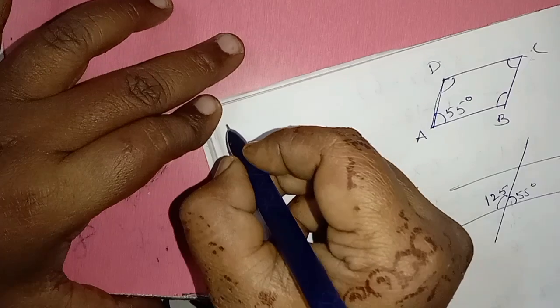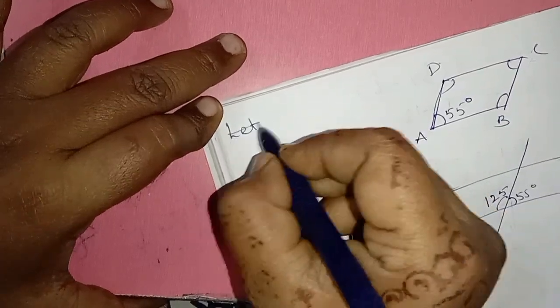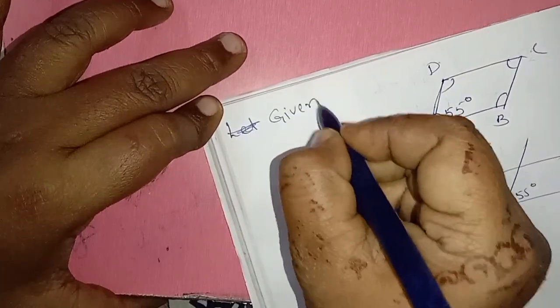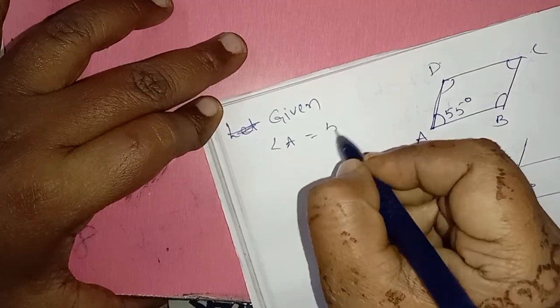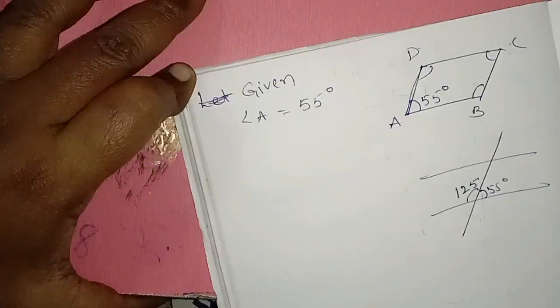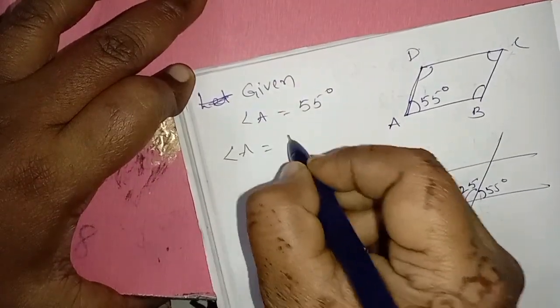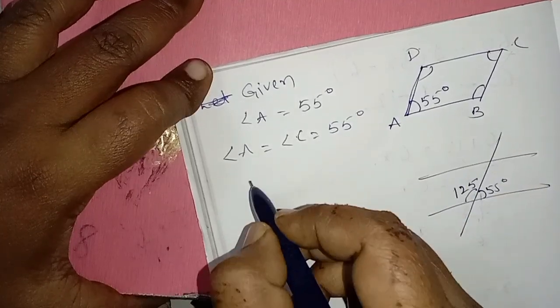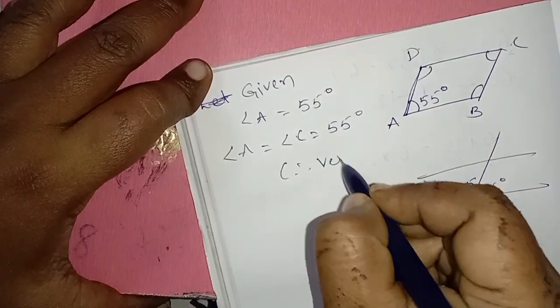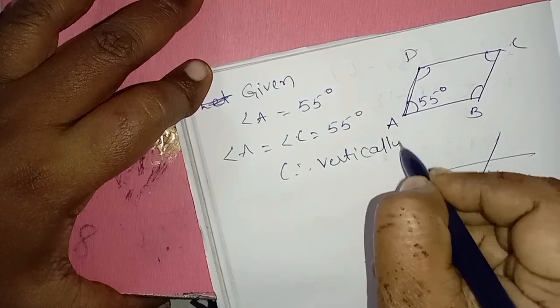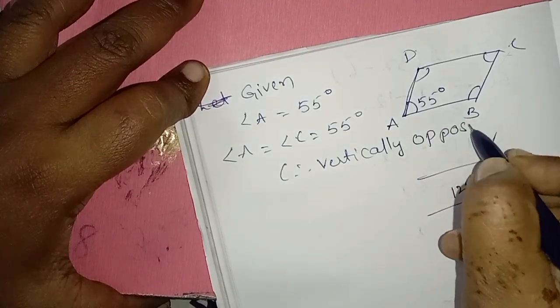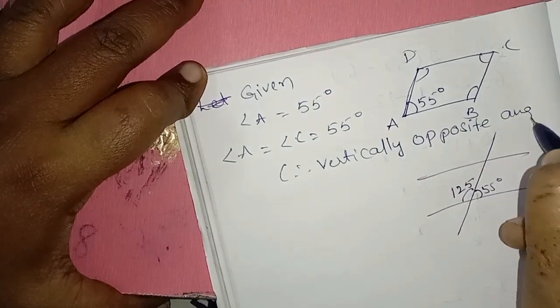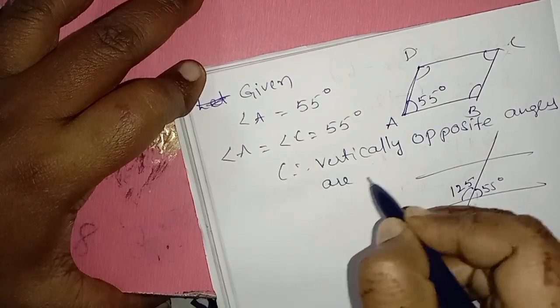Given angle A equals to 55 degrees. Angle A equals to angle C equals to 55 degrees. Why? Because of which rule? Vertically opposite angles are equal. Opposite angles are equal.